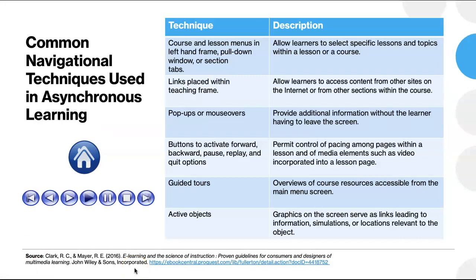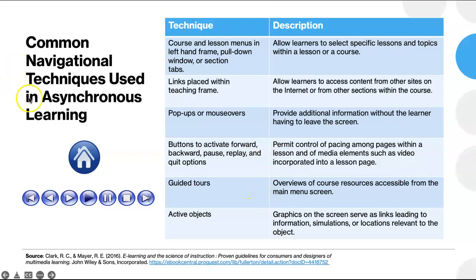First, course and lesson menus in left-hand frame, pull-down window, or section tabs. This technique allows learners to select specific lessons and topics within a lesson or a course. Then we have links placed within teaching frame. The links allow learners to access content from other sites on the internet or from other sections within the course. Then we have pop-ups or mouse-overs. These provide additional information without the learner having to leave the screen.